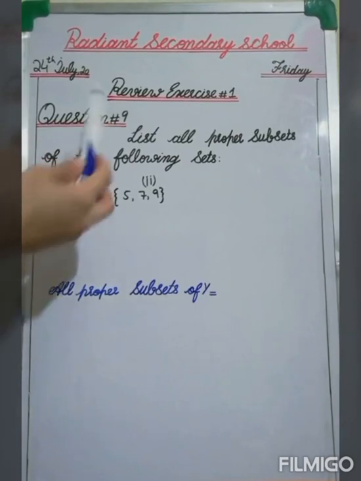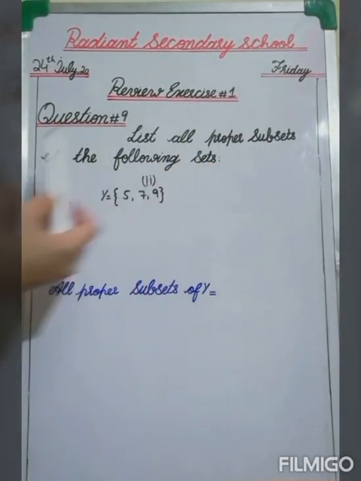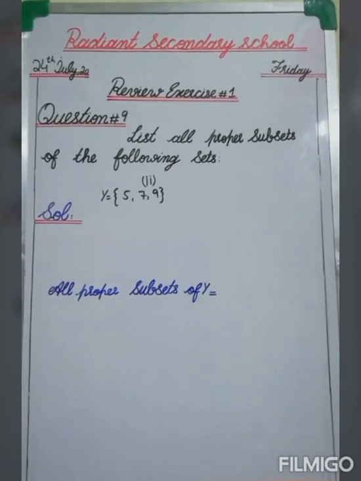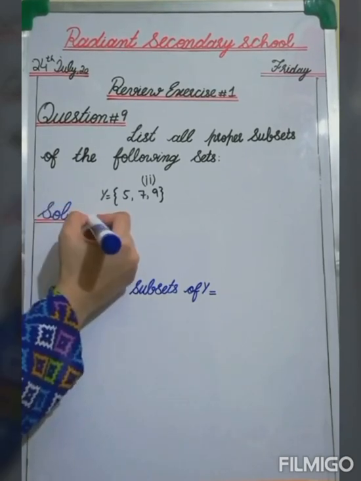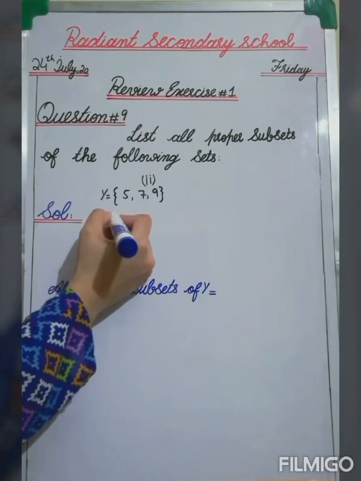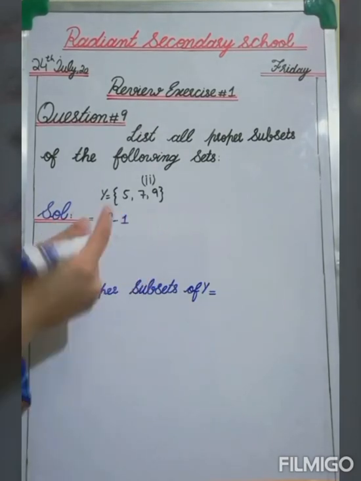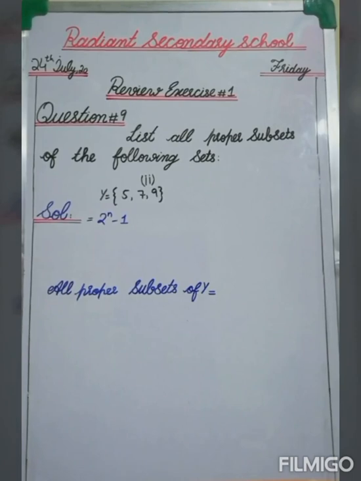Next, question number 9 is list all proper subsets of the following sets. I have written part number 2. Y set is given. The elements of Y set are 5, 7 and 9. Now we have to make a list of all proper subsets of this set. First we will apply the formula to find out the total number of proper subsets of this set Y. So the formula is 2 raised to power n minus 1. N stands for total number of elements.